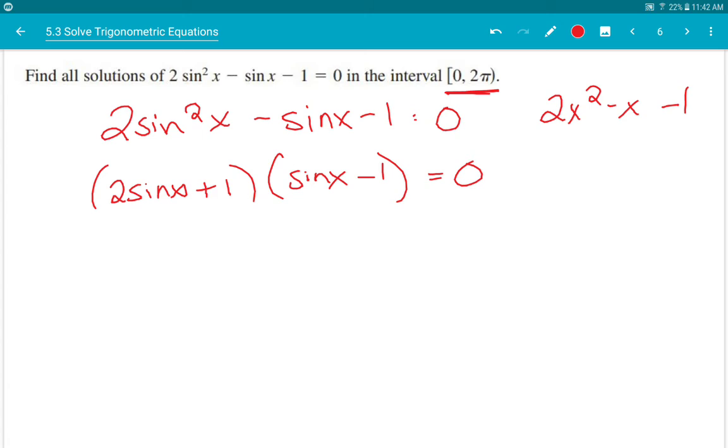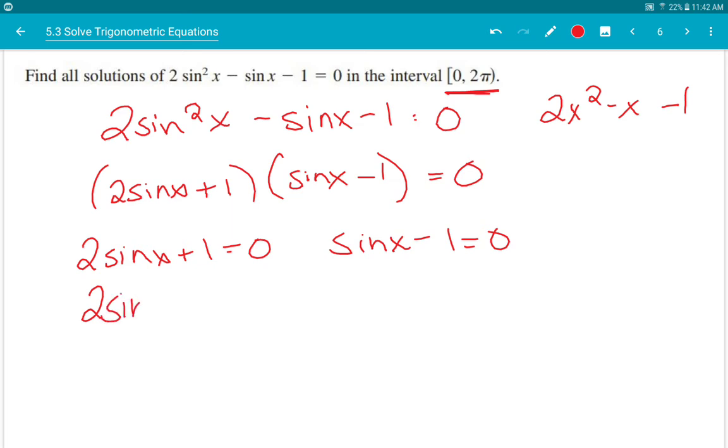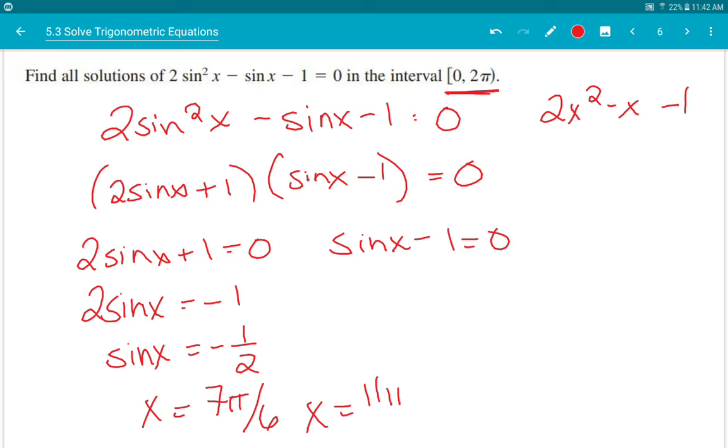Now what we're going to do here is set each of these factors equal to 0, and we're going to solve each of these equations. So here we get 2 sine x equals -1, sine x equals -1/2. So x is going to be the two values where sine is equal to -1/2. So x is going to be 7 pi over 6, and x is going to be 11 pi over 6.